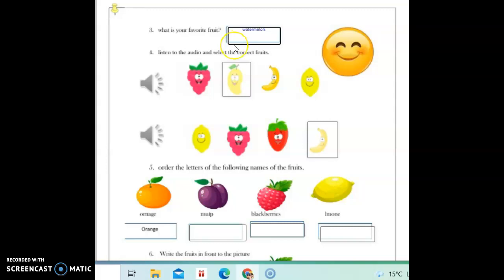Second, number 4. Listen to the audio and select the correct fruit. The students must listen and select the correct answer. For example, mango. This is mango. Second, banana. Second, number 6.